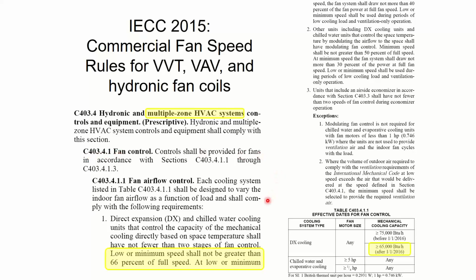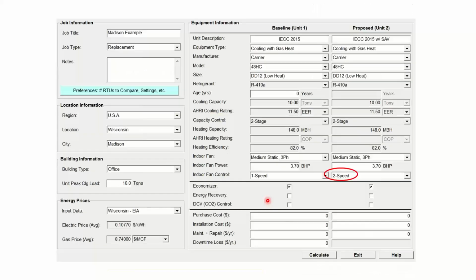The 2018 version of the code, the book comes out every 3 years, corrects it. So for Illinois, which is on the 2018 code, it's corrected. For Wisconsin, it's not corrected yet. So once we change over here in Wisconsin, it will eventually come. So it's a misprint.